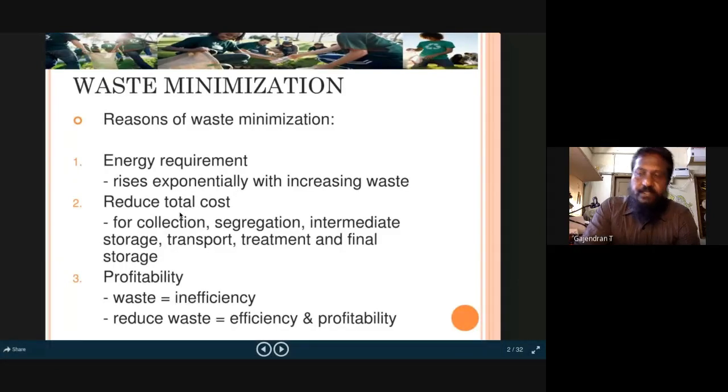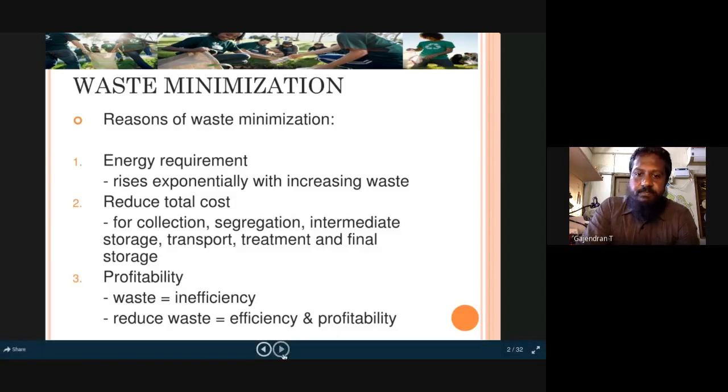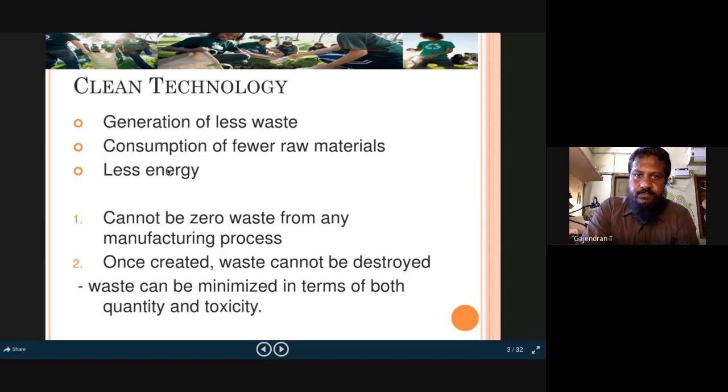And then the later part, once it turns into a waste, it reduces the total cost. We don't need to be processing, collection, segregation, intermediate storage, all these. And what is the profitability? So this comes into generation of less waste, consumption of fewer raw materials, and less energy.